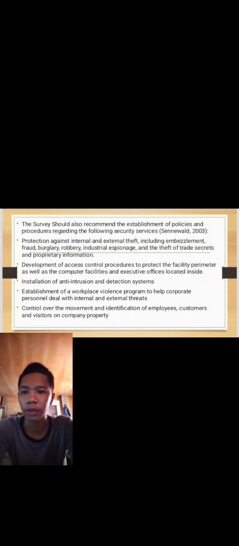Establishment of a workplace violence program to help corporate personnel deal with internal and external threats. Control over the movement and identification of employees, customers, and visitors on company property. So, those are the security services for which a security survey should recommend the establishment of policies and procedures.